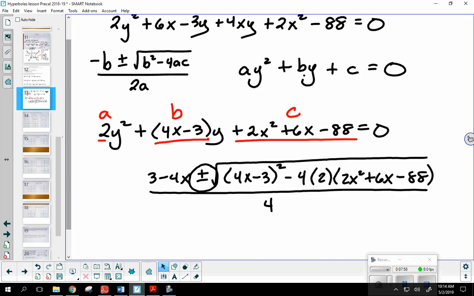Well, as far as hyperbolas, that is all I have, unless anybody has any last questions. Okay, let's get to the quiz. Let me go ahead and erase this right here. Get ready for 8th period.